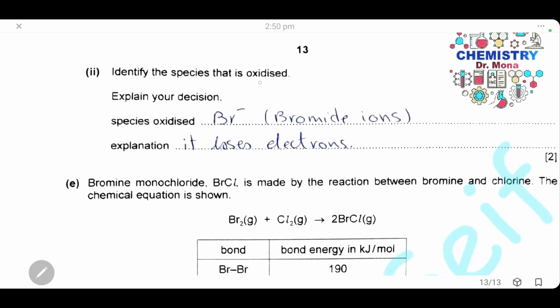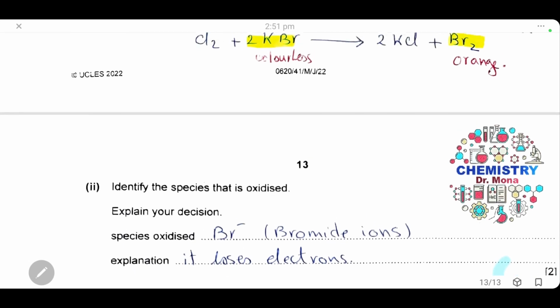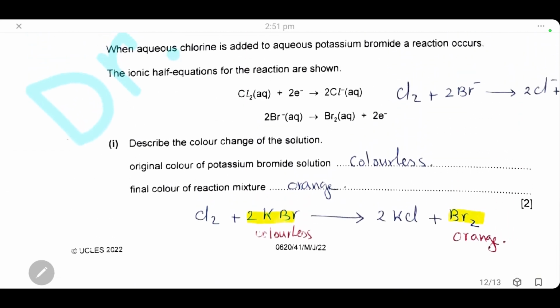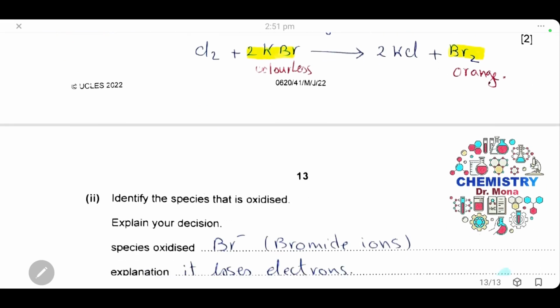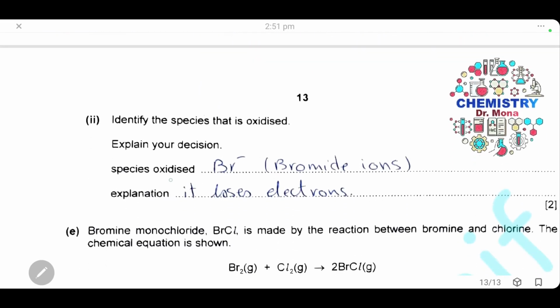Identify the species that is oxidized and explain your answer. Here we will go back to the equation. Oxidation means loss of electrons. So bromide ions lose electrons to form bromine. That's why bromide ion is the species that is oxidized, because it loses electrons.